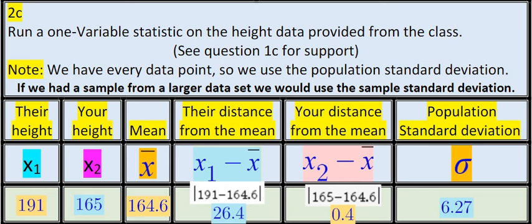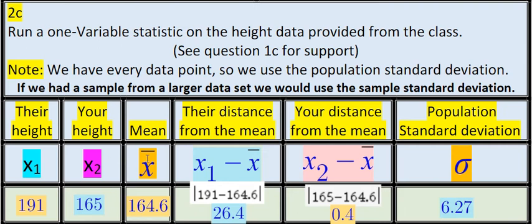Okay, let's revisit question 2C. Run a one variable statistic on the height data provided from the class. Note, we have every data point, so we use the population standard deviation. If we had a sample from a larger data set, we would use the sample standard deviation. So we did our one variable stat.